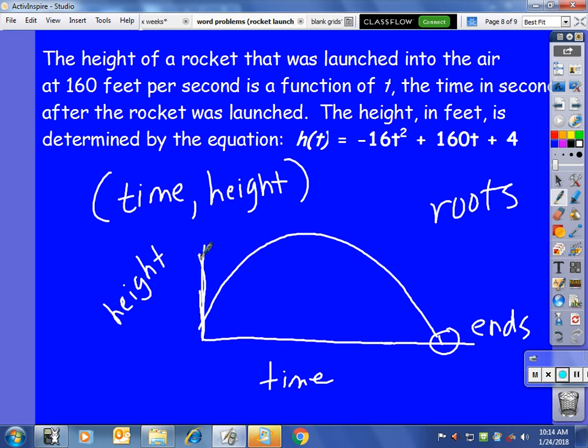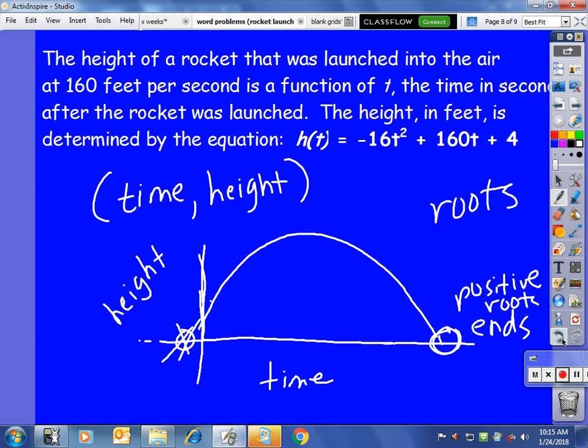Because this thing, if you looked at the whole parabola, it's going to have a negative root and a positive root. Does the negative root really make sense here? No. So I'm looking for the positive root, because that's going to tell me where it ends.